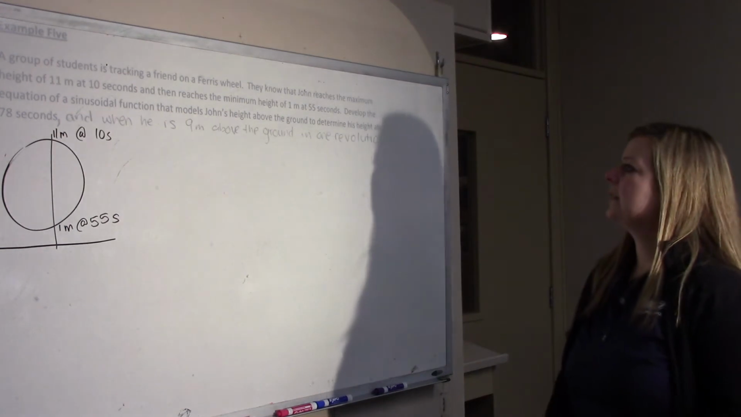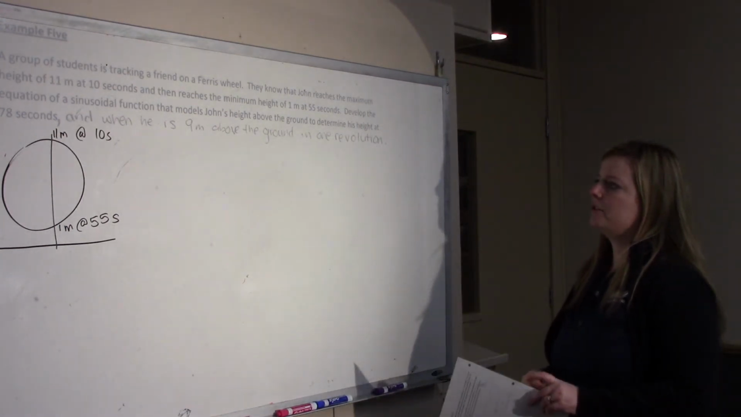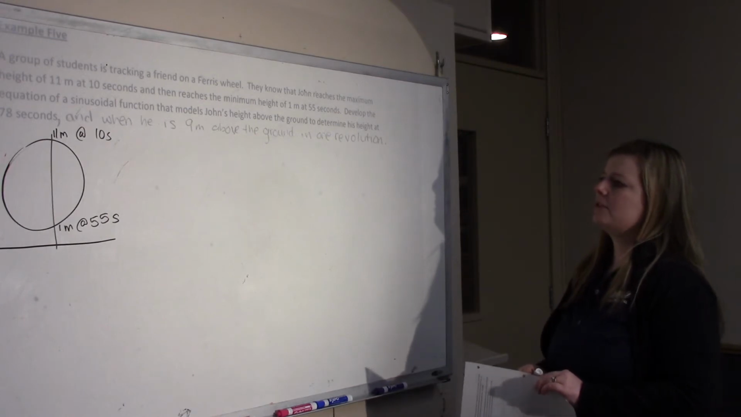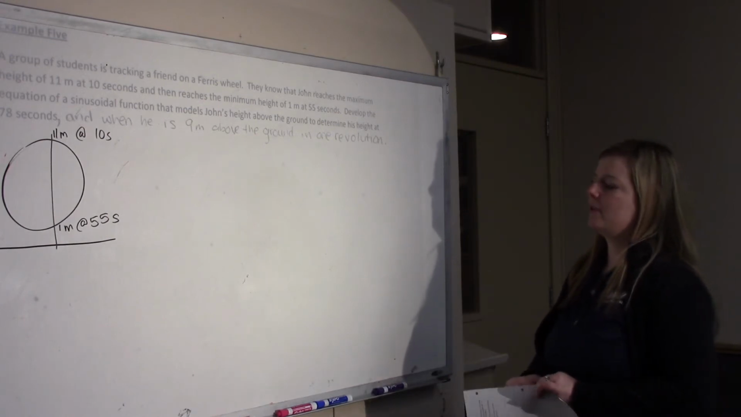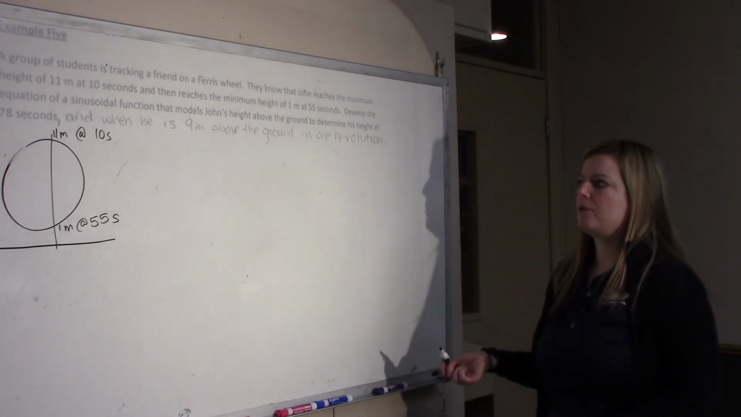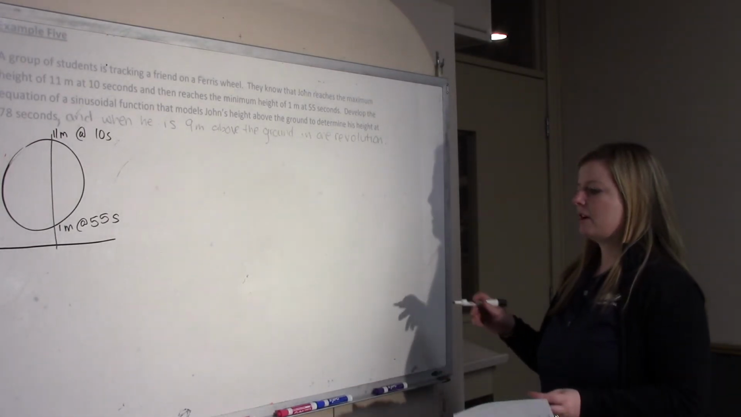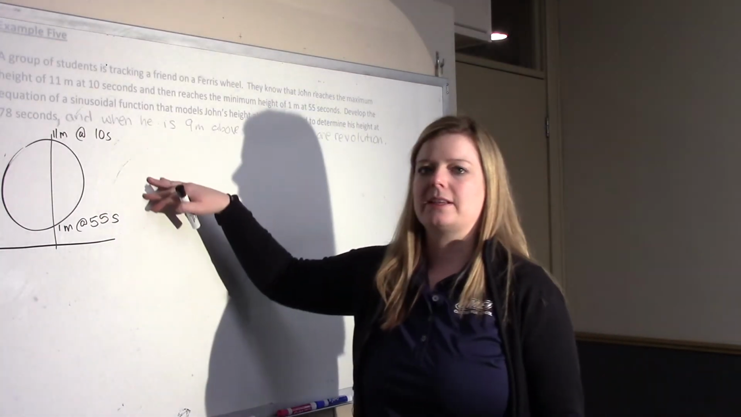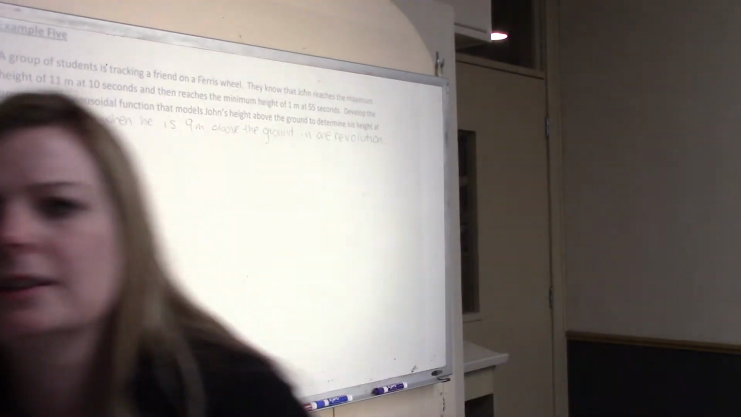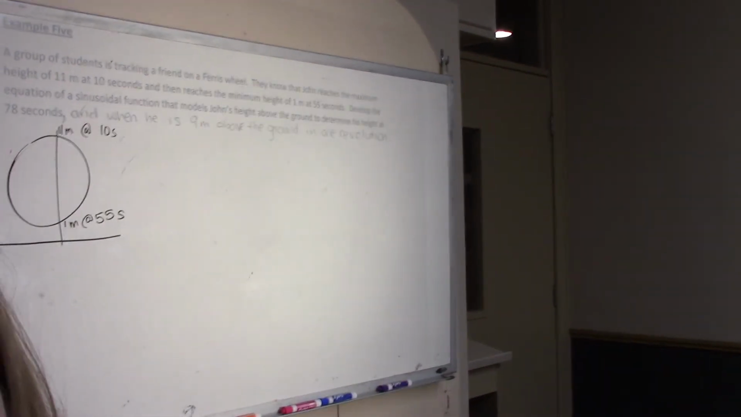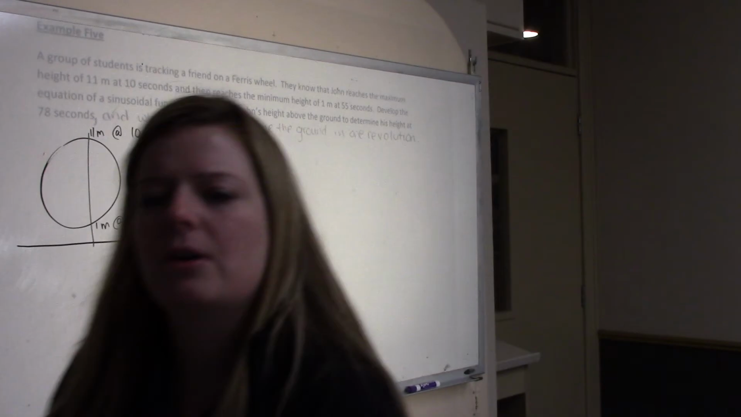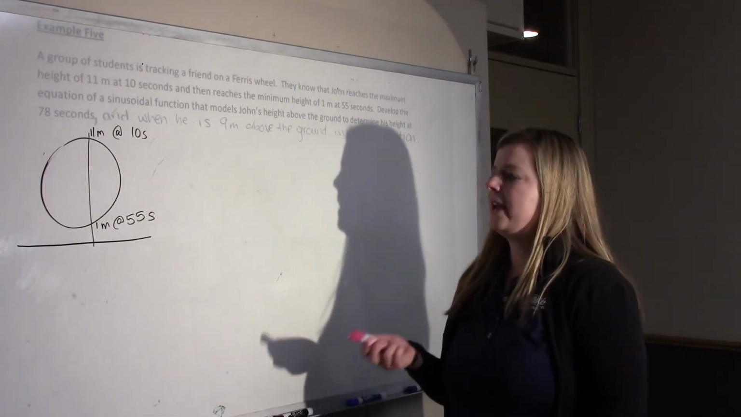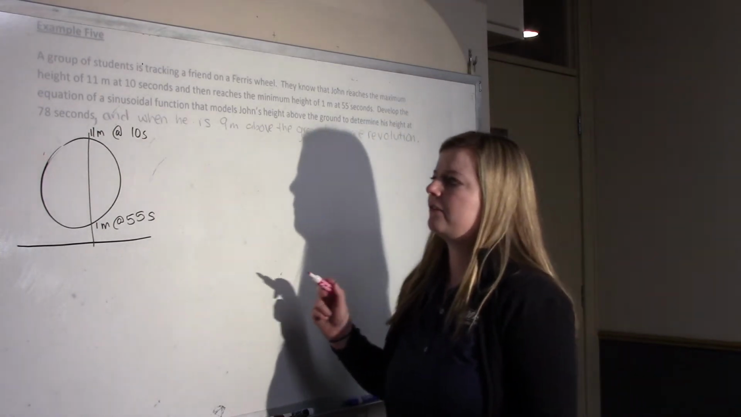Okay. Develop the equation of the sinusoidal function that models John's height above the ground to determine his height at 78 seconds. And also then when he is 9 meters above the ground in 1 revolution. So basically we need to come up with the equation first and then answer a couple questions about it. So the black drawing here represents the exact information we were given. And then I'm going to draw in pink to show you what I'm filling in and inferring.